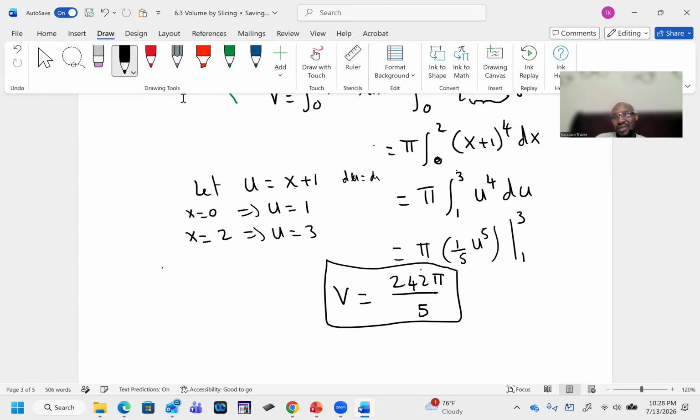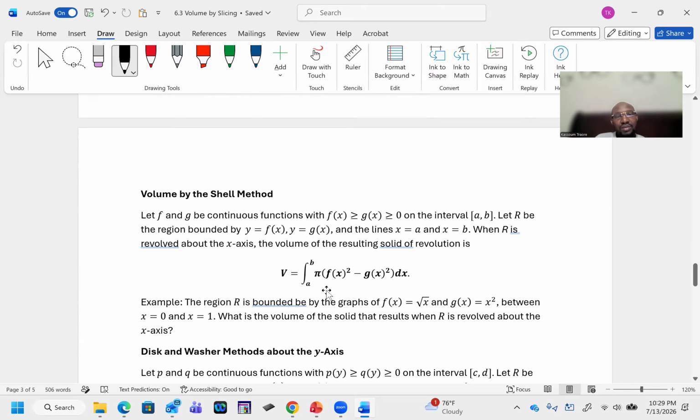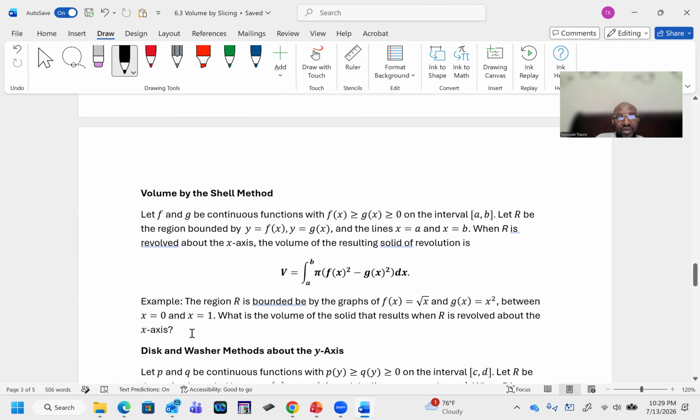Okay, so I know I went back a little bit to explain this because I want to make sure you really understand. So let's talk about now the volume by the shell method, okay?